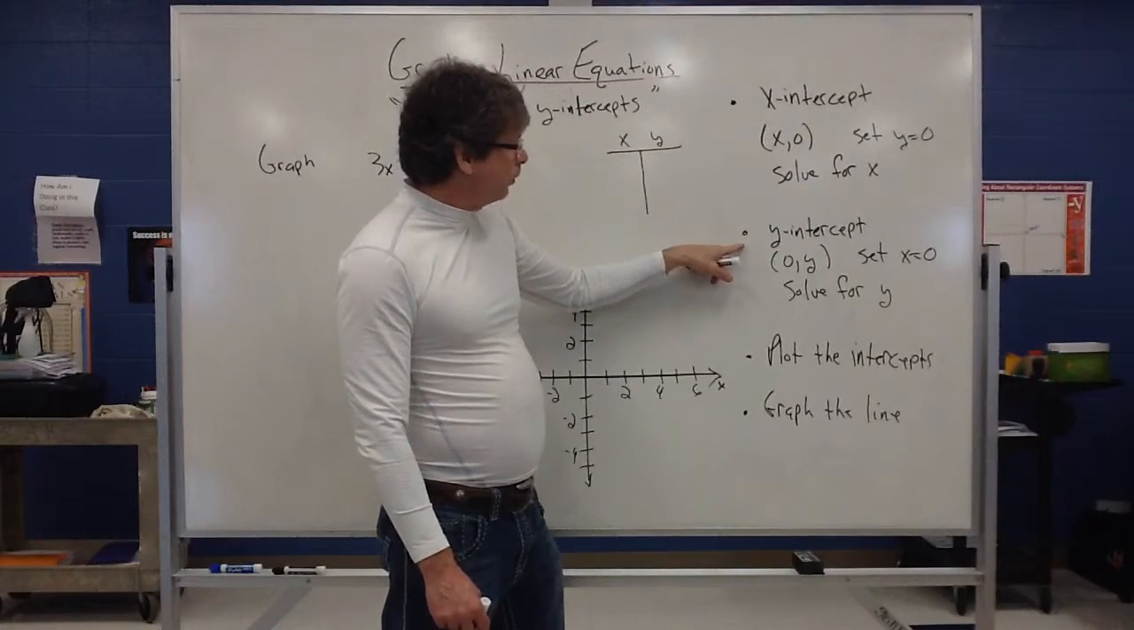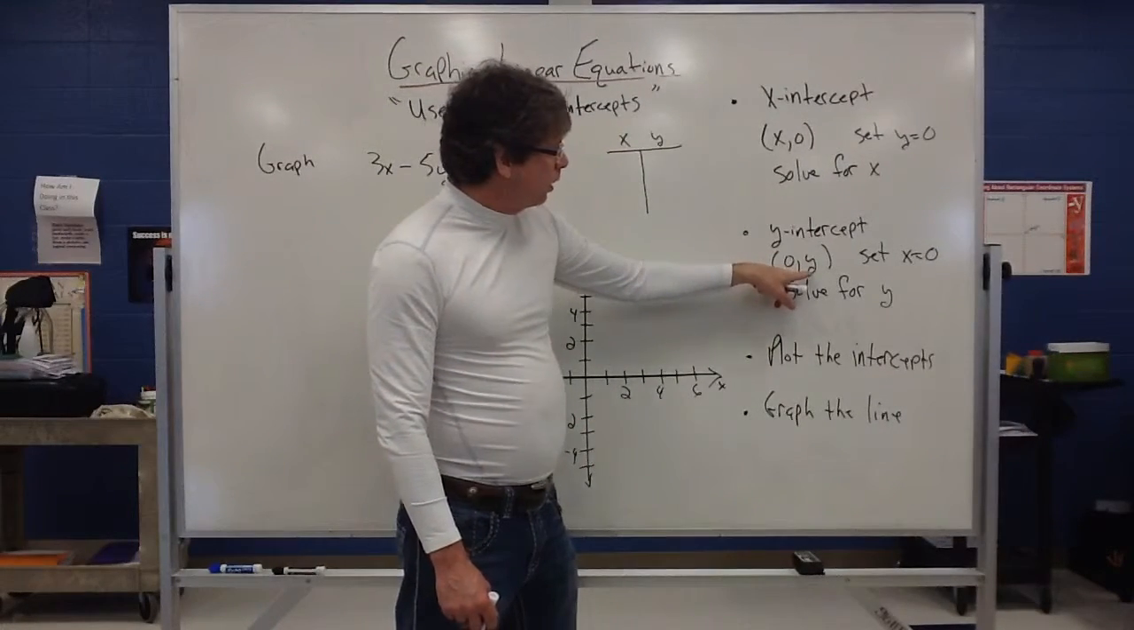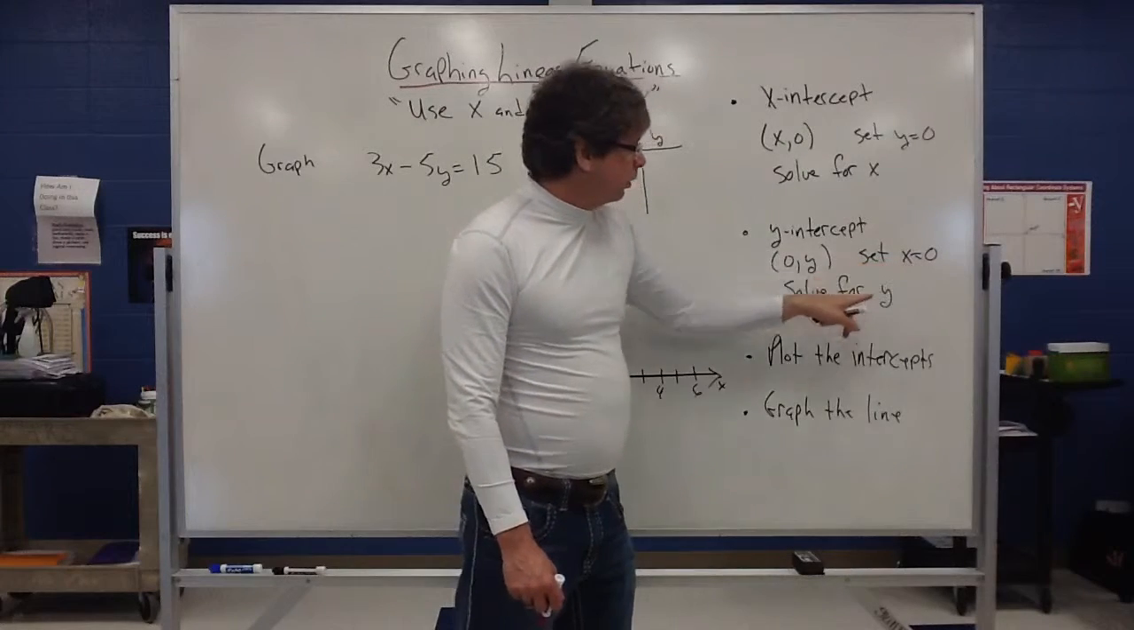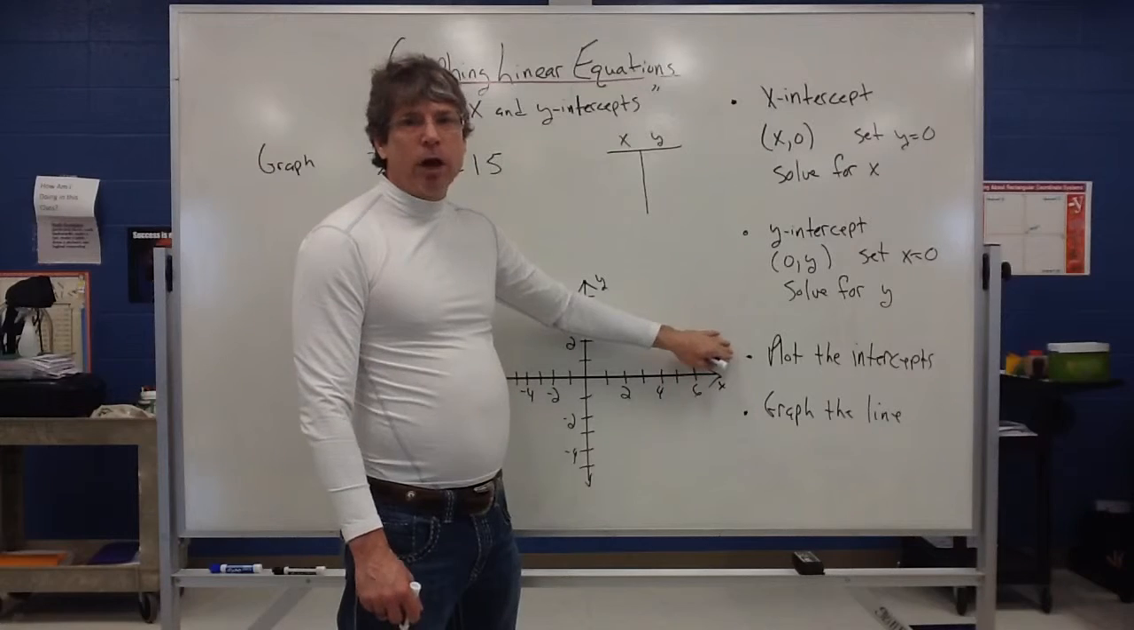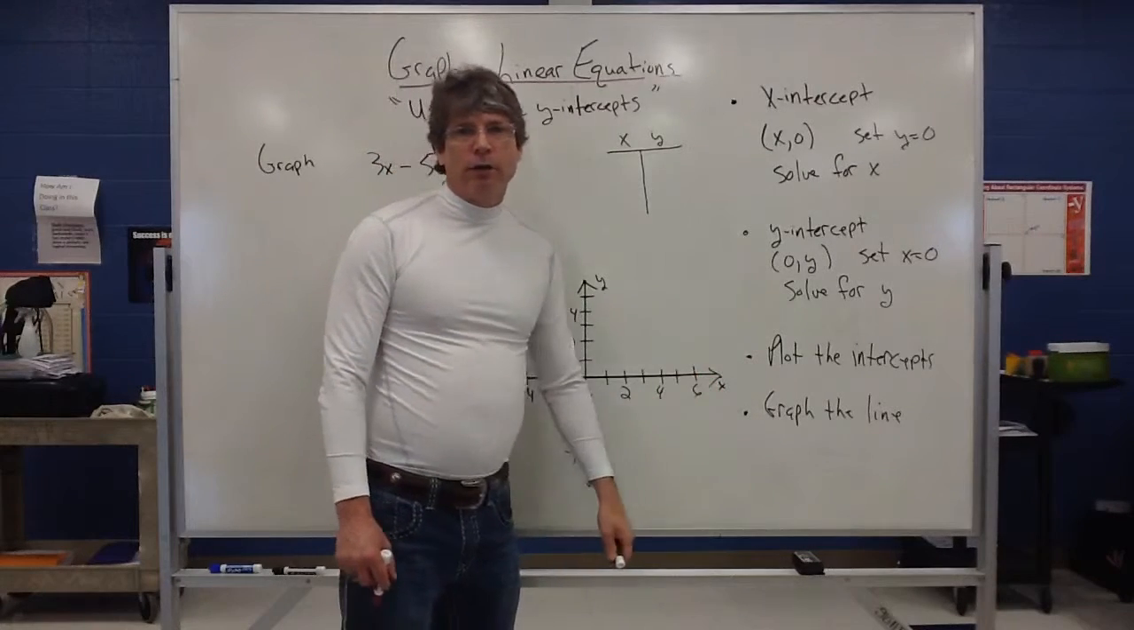Similarly, for the y-intercept, we're going to use the ordered pair (0, y). In other words, we're going to set x equals 0 and solve for y. And then we're going to graph the line by actually plotting those intercepts and drawing the line through those intercepts.